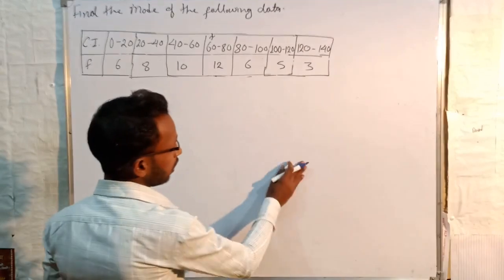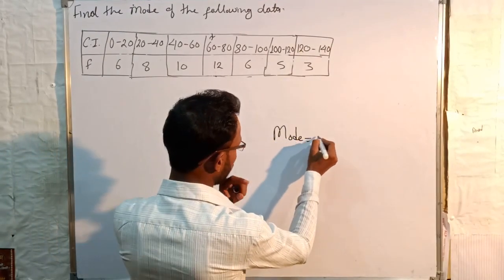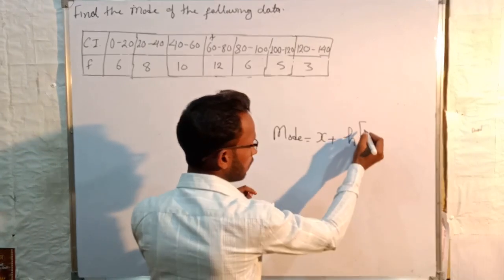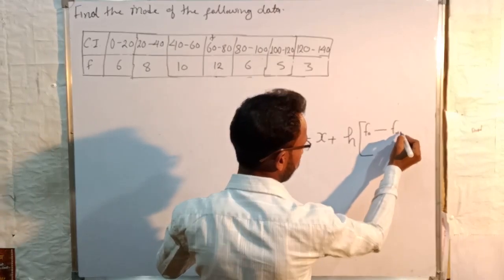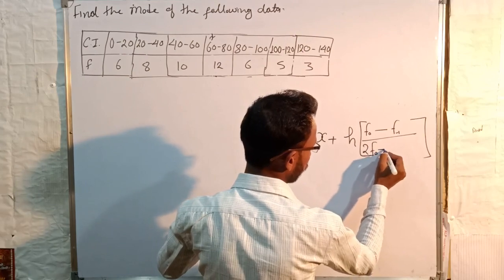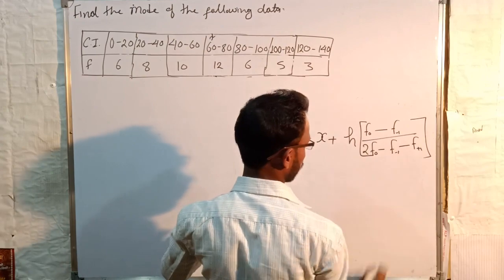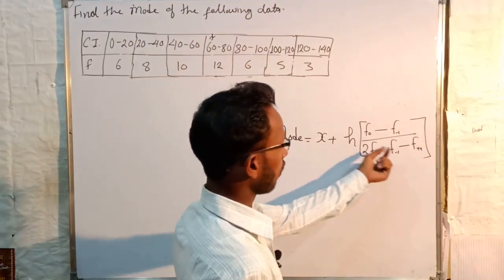The formula for mode is x plus h multiplied by (f0 minus f minus 1) divided by (2 f0 minus f minus 1 minus f plus 1). Now I will explain where we will find all these symbols.